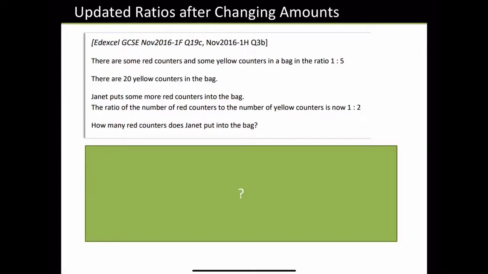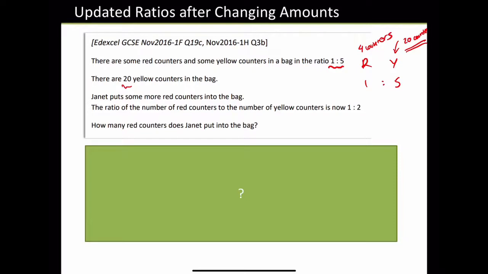So for this question here, there are some red counters and some yellow counters in a bag in a ratio of 1 to 5. There are 20 yellow counters in the bag, so you've got a ratio of red to yellow of 1 to 5. And you know that you've got 20 counters here. Because you know you've got 20 counters, how many reds would you have? 20 divided by 5, 4 red counters.